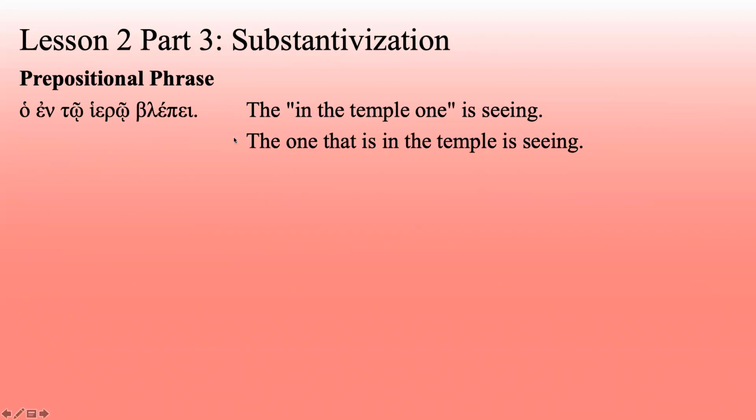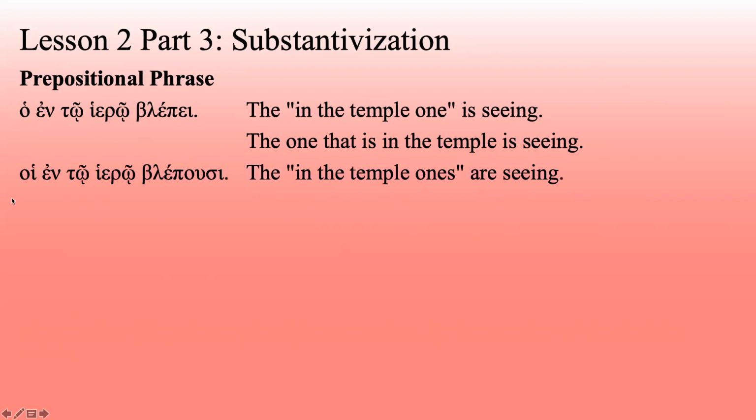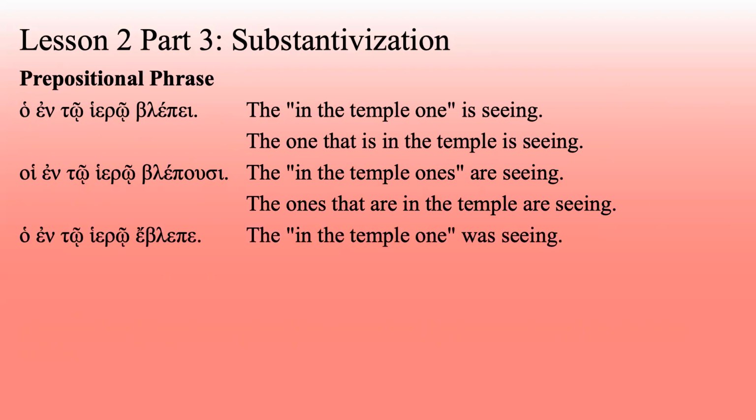You'll see how the one that is all comes from the ho, then the en tō hierō, in the temple, and then the blepei, is seeing. So the one that is in the temple is seeing, and we chose is because blepei is in the present. We also chose it because it's singular and ho is singular. Hoi en tō hierō blepousi. The in the temple ones are seeing, or the ones that are in the temple, that's better English, are seeing.